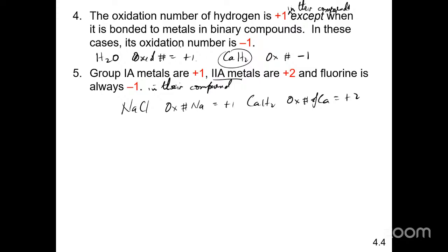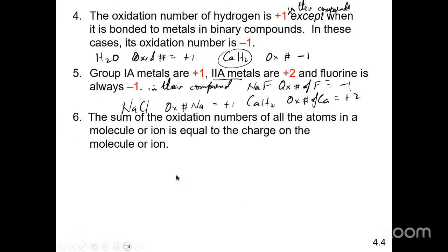And then in the case of fluorine, it doesn't matter what compound it is. It could be sodium fluoride. The oxidation number of fluoride is equal to -1. When fluorine is bonded in any compound, it doesn't matter, the oxidation number of fluorine is -1, all right?